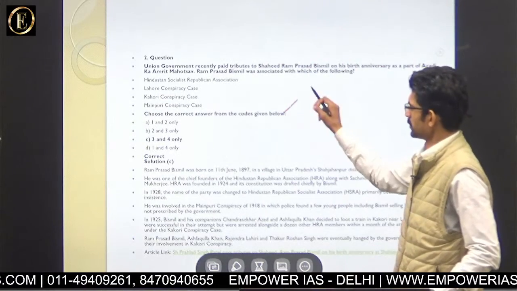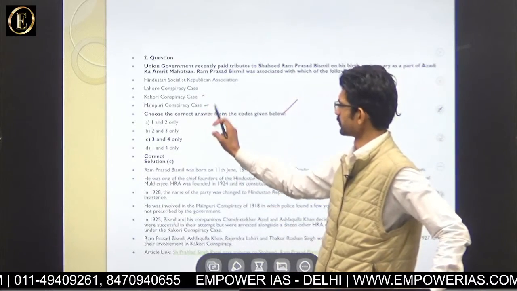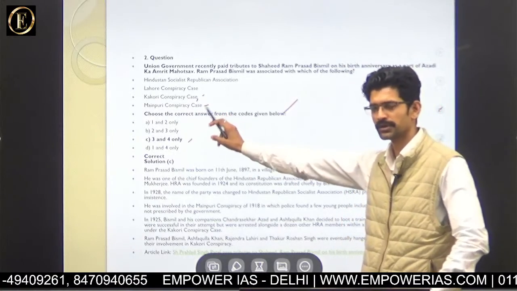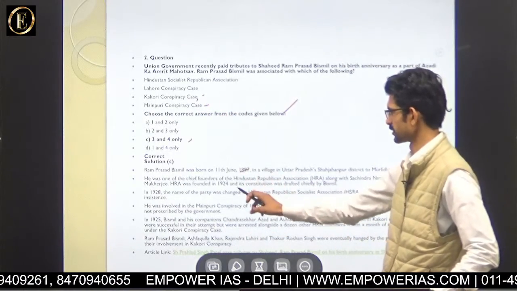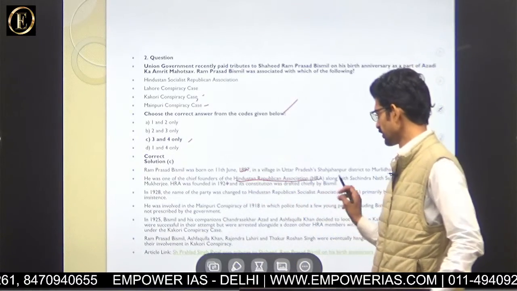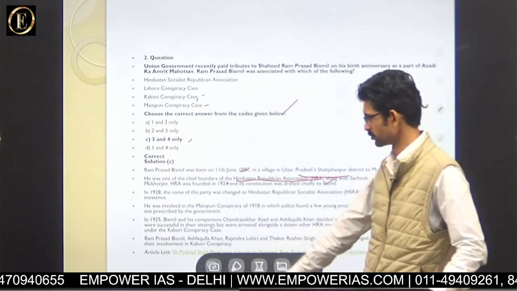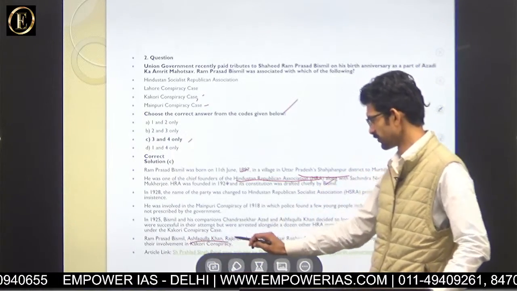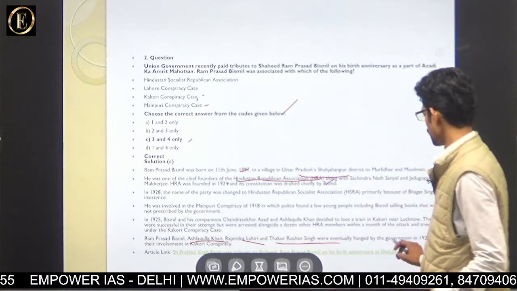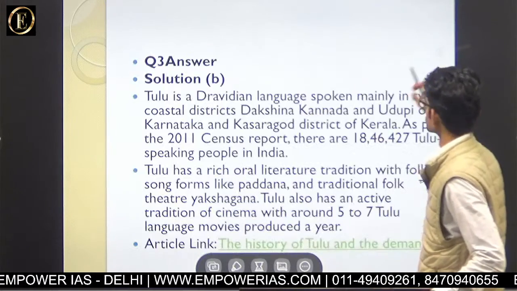Now, Azadi Ka Amrit Mahotsav is celebrated with Ram Prasad Bismil. Answer 3 and 4 are correct. That is the Kakori conspiracy case and the Manipuri conspiracy case. Bismil was arrested in 1924. He was also part of the Hindustan Republican Association with Bhagat Singh, and was arrested at Shahjahanpur district of Uttar Pradesh. He was a friend of Rajendra Lahiri, Ashfaqullah Khan, and Thakur Roshan Singh, and was hanged in 1927 for being involved in the conspiracy.